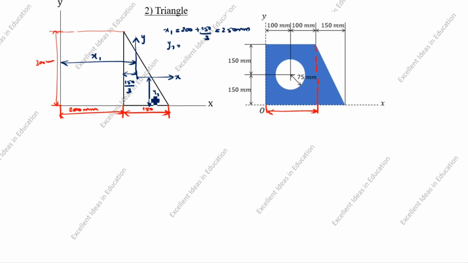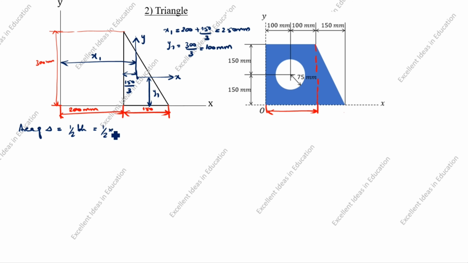Next y1. You see y1, this one. What is the full height? 300. 300 divided by 3 equals 100 mm. Next, what is the area of the triangle formula? Area of triangle is equal to half of BH.